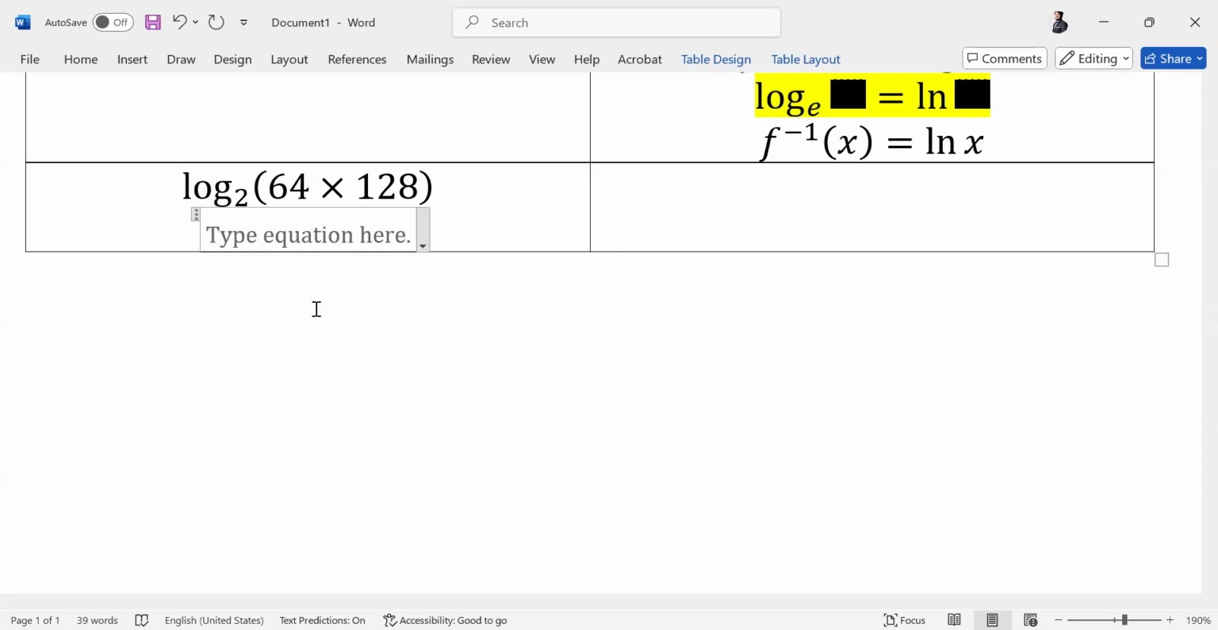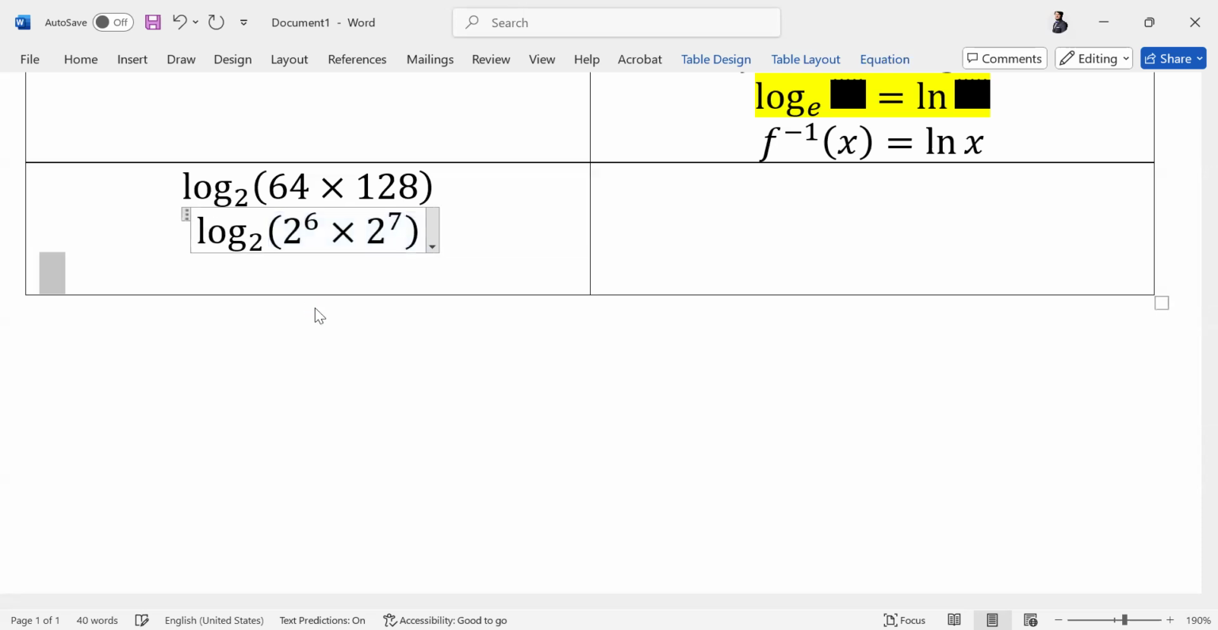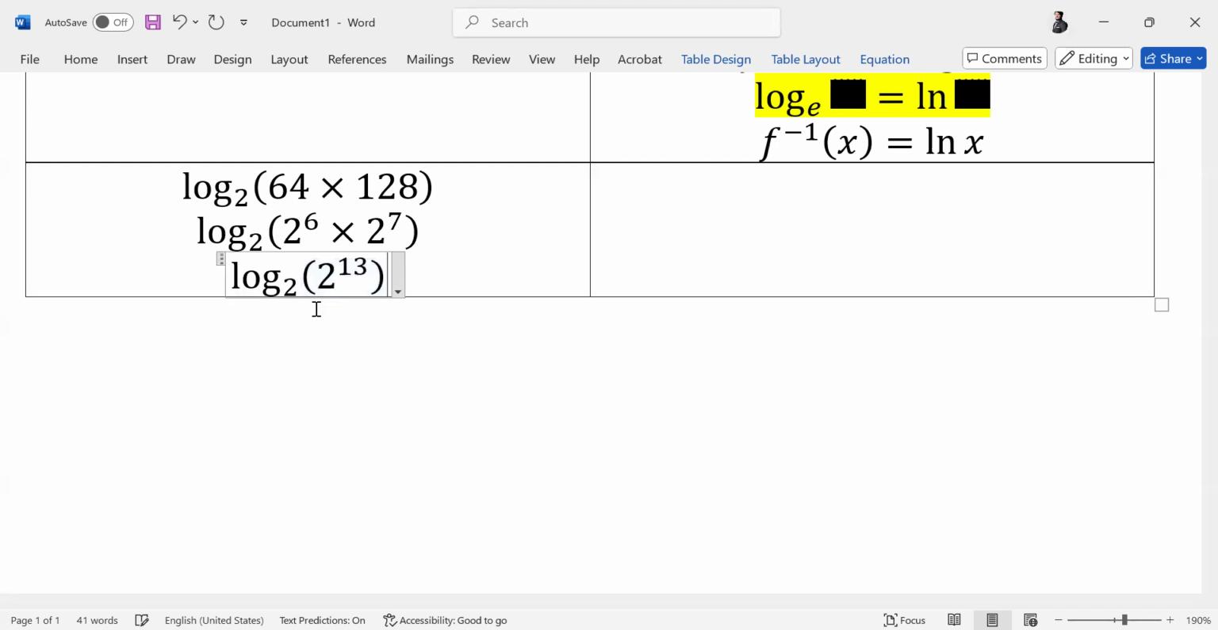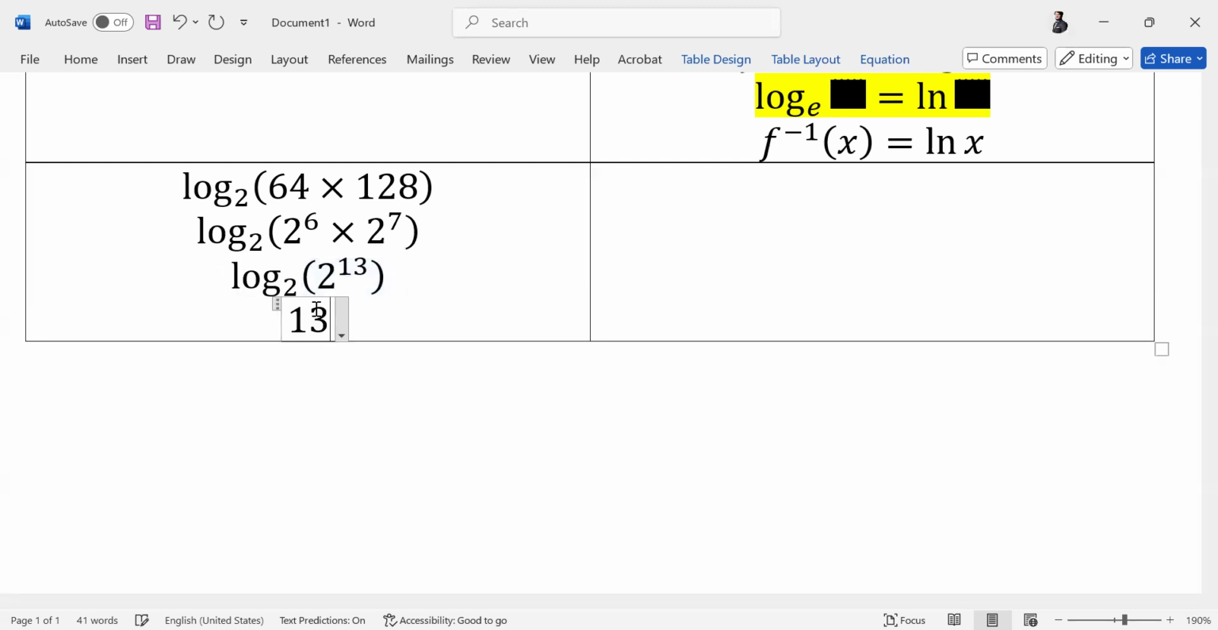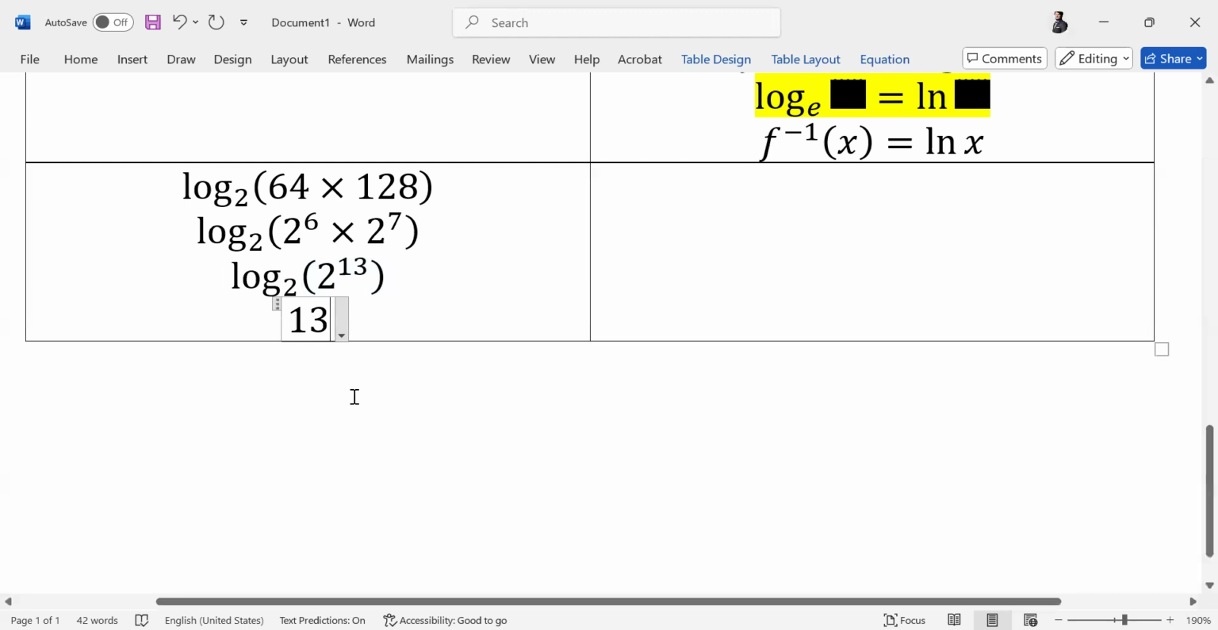The same example that we did, log 2, 64 can be written as 2 to the power 6. Again, you do not need to memorize it. 2 to the power 6 is multiplying by itself 6 times, and then it is multiplying by itself 7 times. So can I write it as 13 log 2 2? Should be my final answer. Is that right?